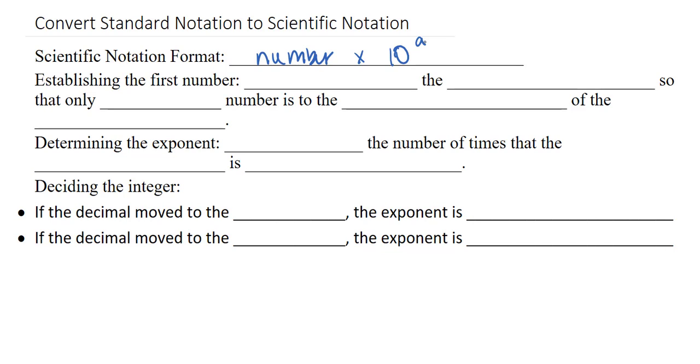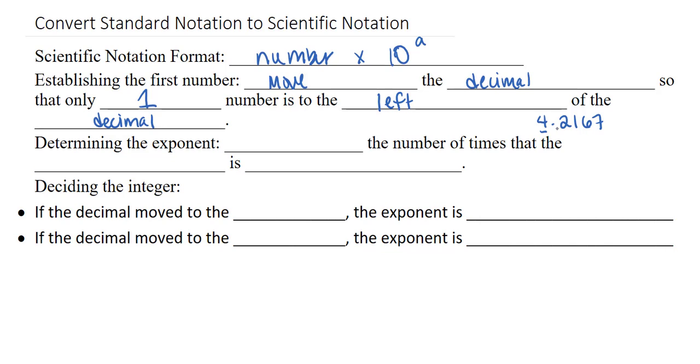Now remember, establishing the first number, we're going to move the decimal so that only one number is to the left of the decimal. So this can look like this: 4.2167. We have only one number to the left of the decimal, in the one spot, and that would be the format of our number.